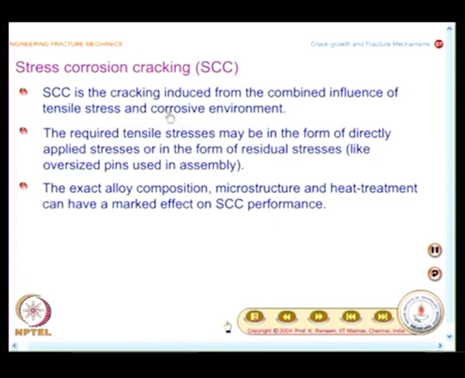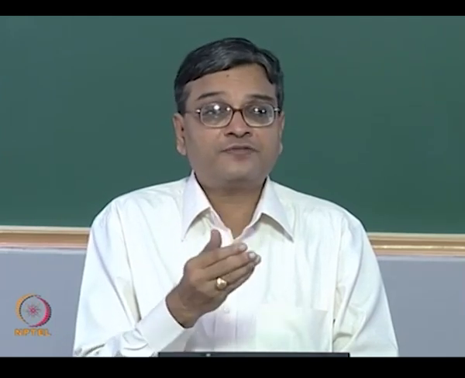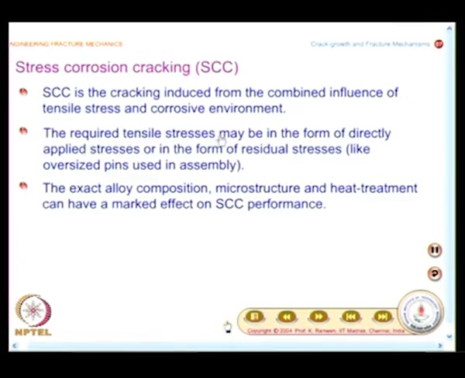Where does the tensile stress come about? See, in many mechanical assemblies, you have interference fits. These interference fits also can cause local tensile stress zones, or if you have an oversized pin, and that is what is summarized here. The required tensile stresses may be in the form of directly applied stresses or in the form of residual stresses like oversized pins used in assembly, and this is usually ignored.